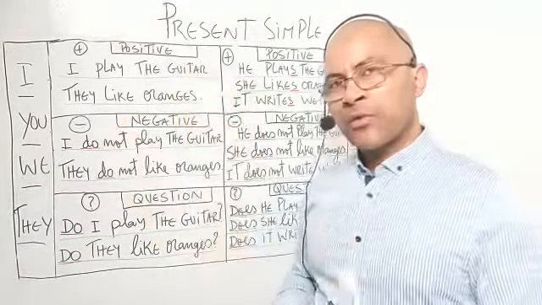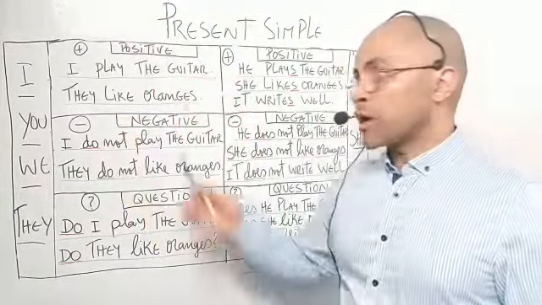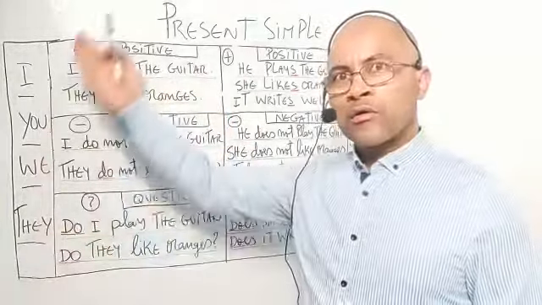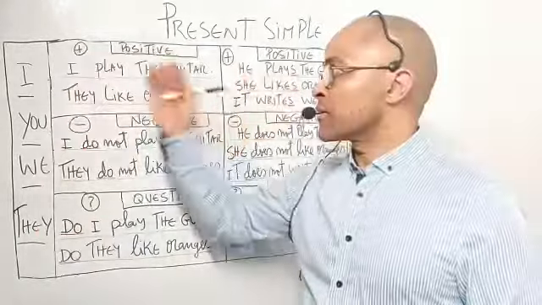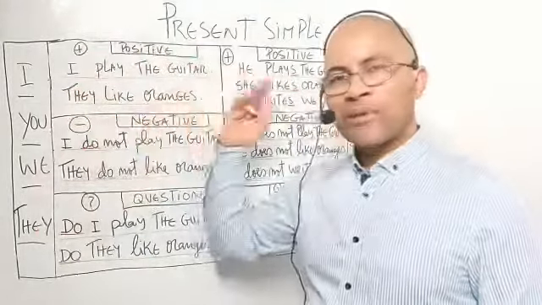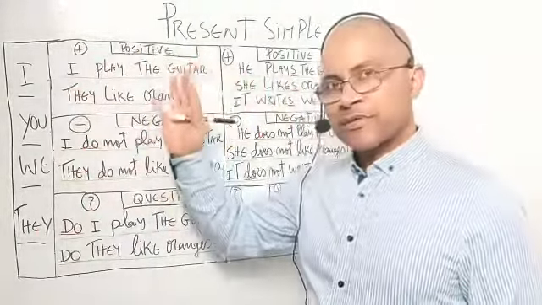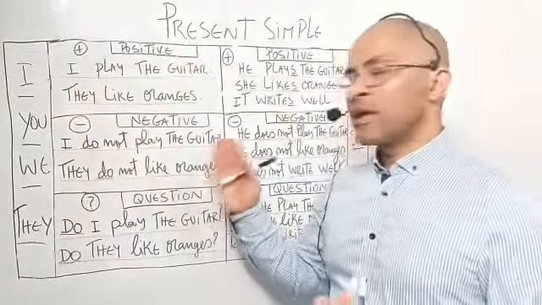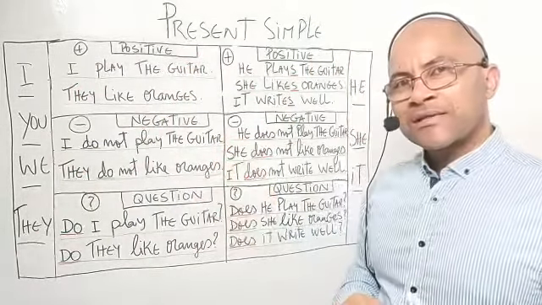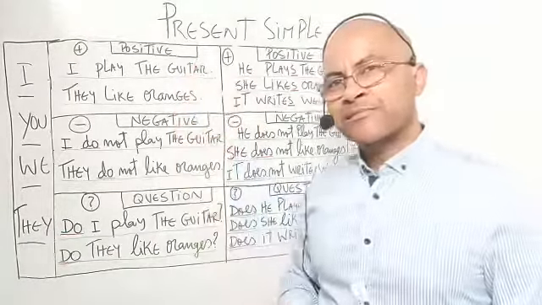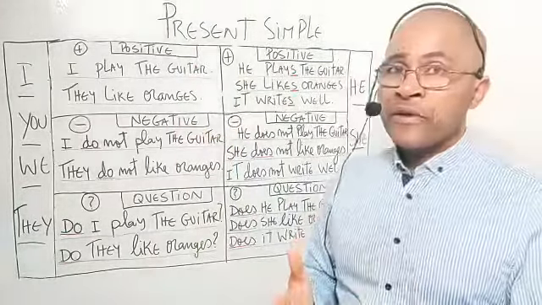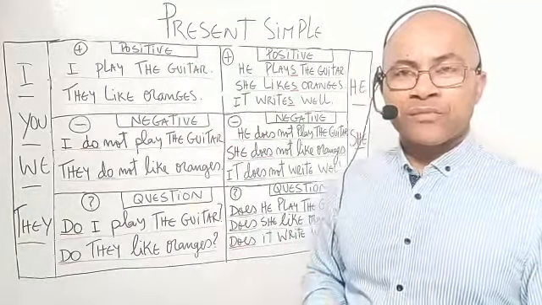In the positive or affirmative, we can use all personal pronouns. I play the guitar, you play the guitar, we play the guitar. So this is positive. When it comes to the negative sentences, we're going to use the same sentences. We need the auxiliary verb plus not, which is the negative.